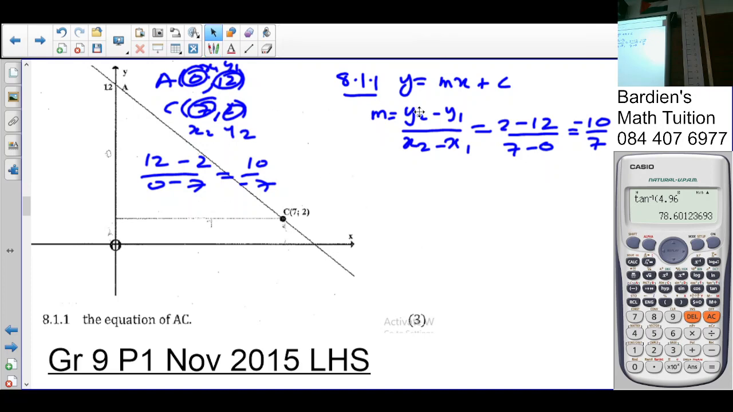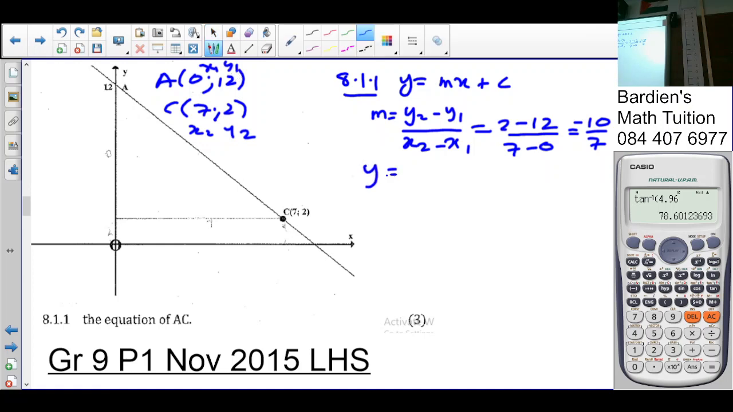Sideways. You like this way? No, you can write it below each other. But the reason why I write it sideways is that it takes a lot of space. You always see me do the gradient sideways, but you don't have to. And when you see me do it one below the other, don't stop. It's just arbitrary. So we write y is equal to negative 10 over 7 x plus c.